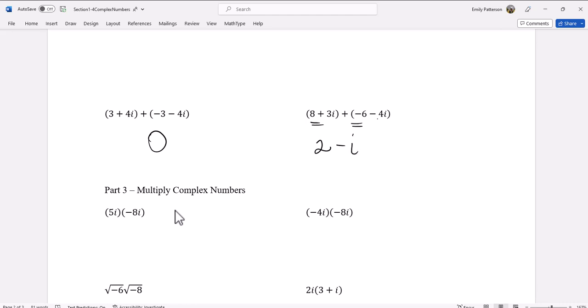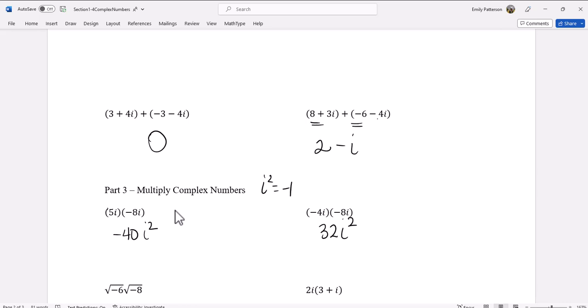When we multiply, we have to remember that we're multiplying the coefficients, so 5 times negative 8 is a negative 40, and that i times i is i squared. Negative 4 times negative 8 is 32, and i times i is i squared. Now here's the difference. i squared, if you remember from the top of the page there, is equal to negative 1.